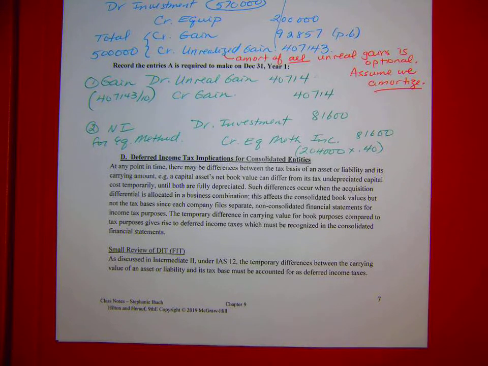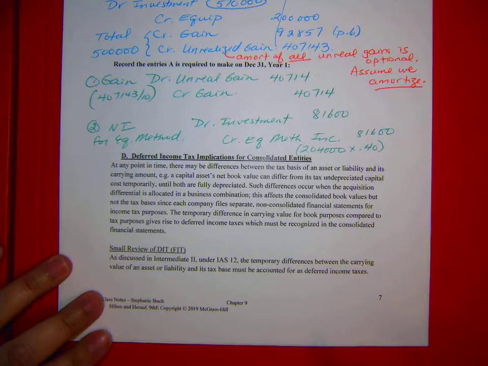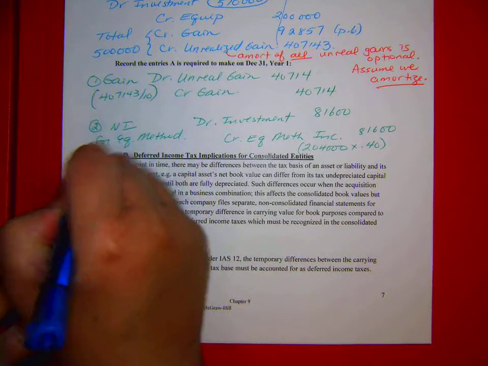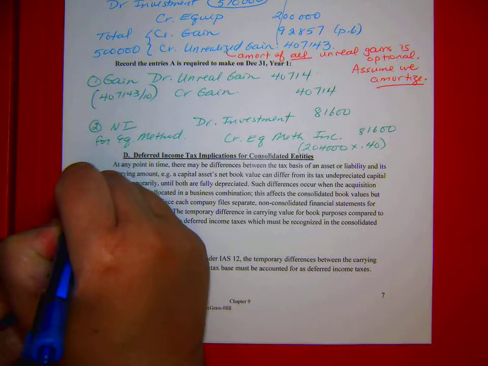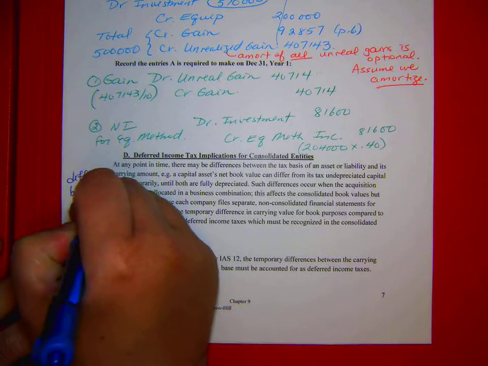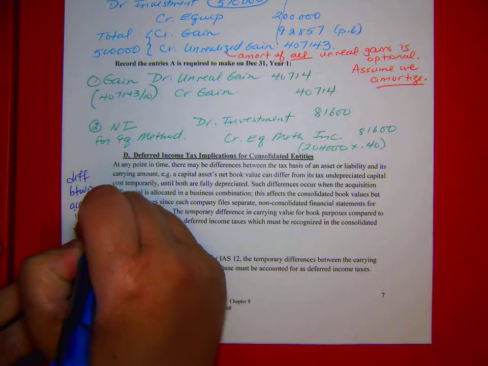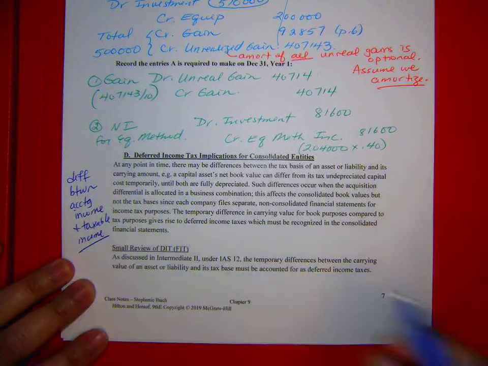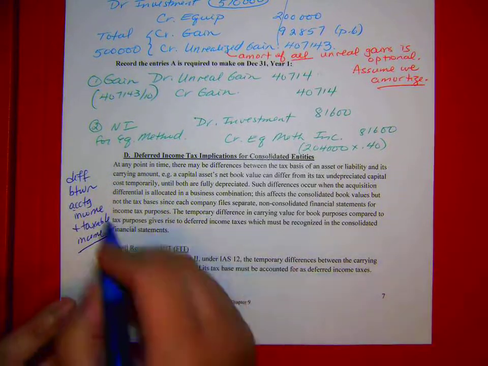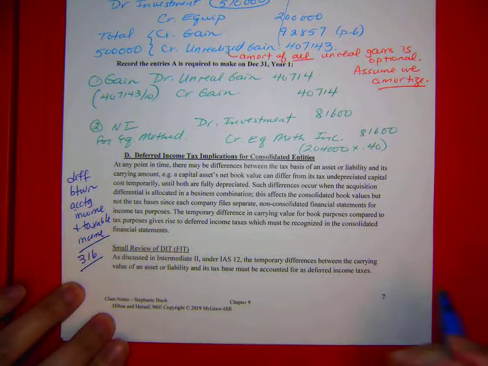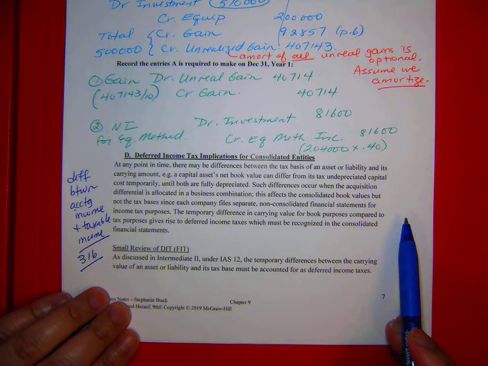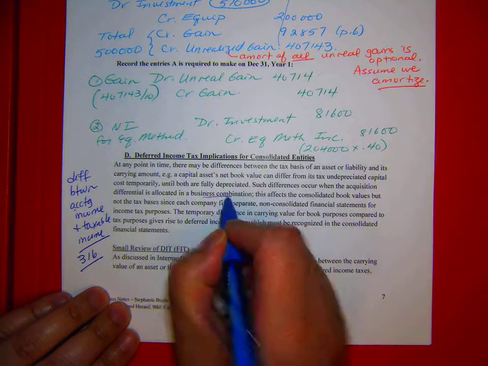So, as you know, deferred income tax arises because of differences between accounting income and taxable income. And you covered that in detail. There was a whole chapter in 316. Now, the same kind of thing happens in this combination.